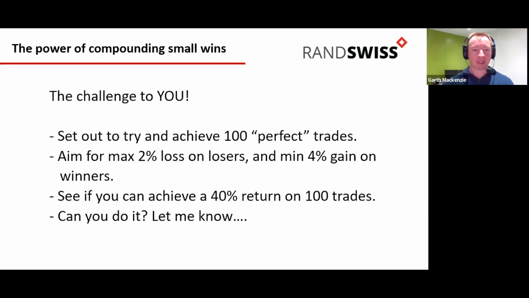Okay. So like I said, aim for a maximum of 2% loss on your losers and a minimum of 4% gain on your winners. See if you can achieve that 40% winning percentage on 100 trades, like I've just shown you in the spreadsheets before this. Can you do it? Well, I'd love it if someone can.